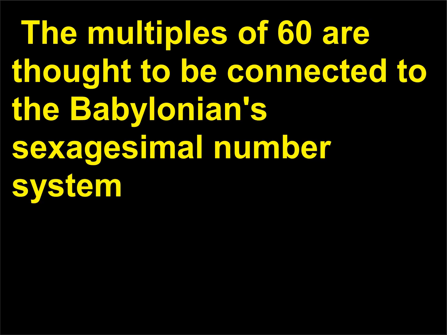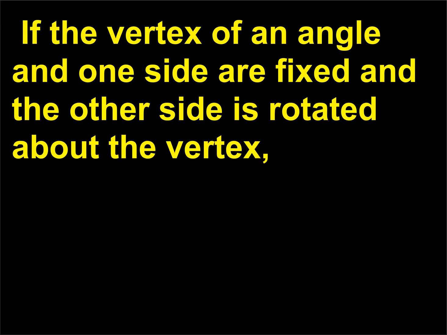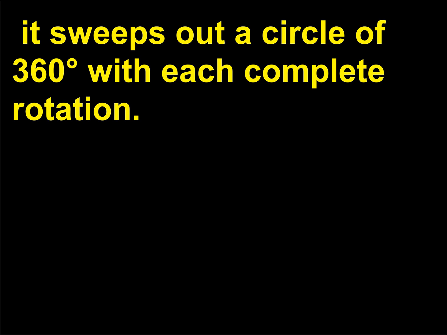The multiples of 60 are thought to be connected to the Babylonian sexagesimal number system, one based on the number 60, in which the year was composed of 360 days, or 12 months at 30 days each. If the vertex of an angle and one side are fixed and the other side is rotated about the vertex, it sweeps out a circle of 360 degrees with each complete rotation. Said another way, a full rotation is 360 degrees.